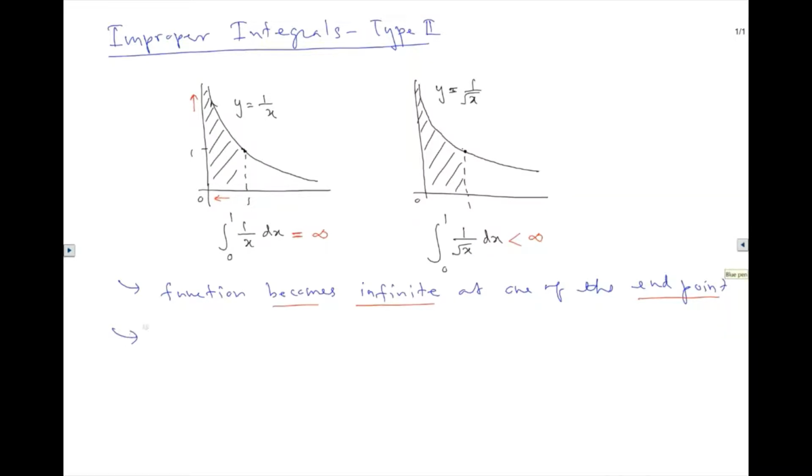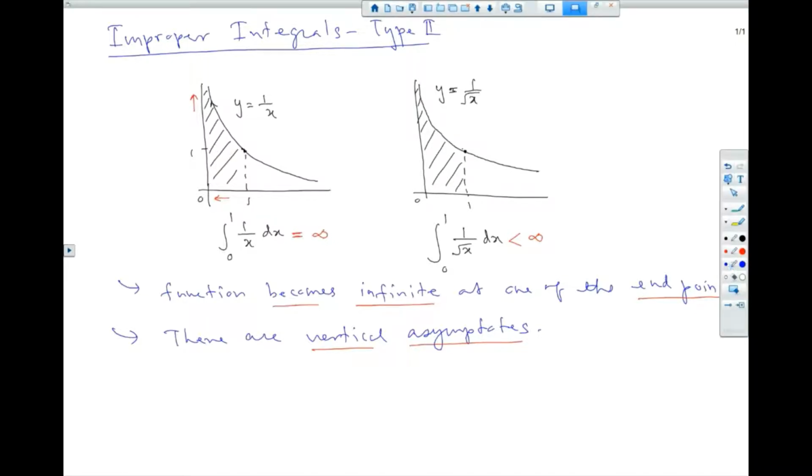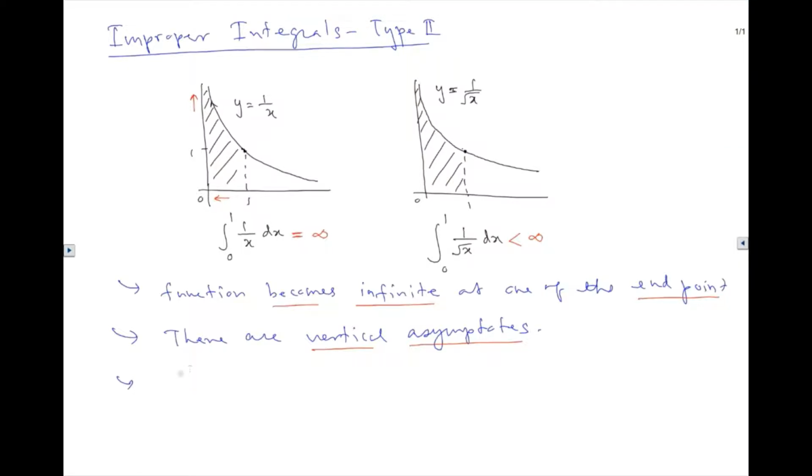In these situations, you're going to see vertical asymptotes. And in this situation the result is not obvious. The area can be finite or infinite. It's not an obvious situation, so anything can happen.